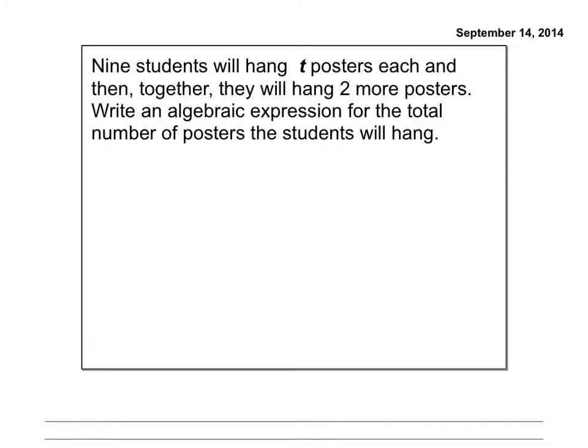Okay, now, those same 9 students will hang T posters each, and then together they will hang 2 more posters. Write an algebraic expression for the total number of posters the students will hang. Well, the same as we did the last time. 9 students will hang T posters, and that's how many posters the 9 students hung. But it says together they will hang 2 more. 2 more, remember the word more indicates the operation of addition, so 2 more would be 9t plus 2.